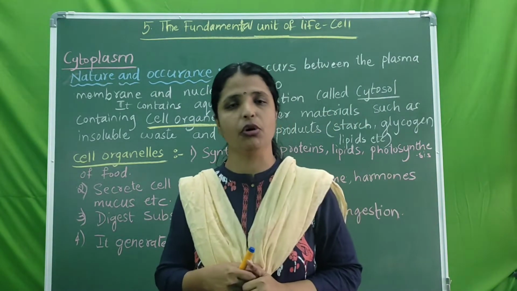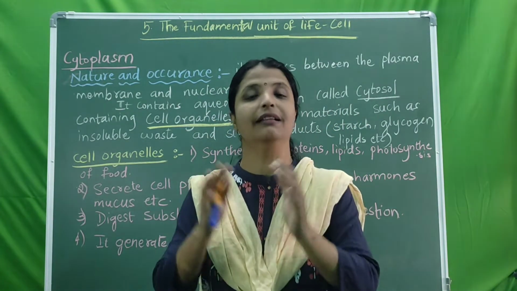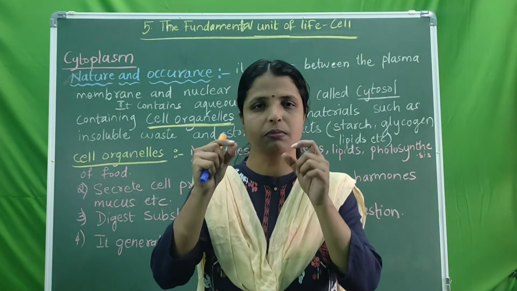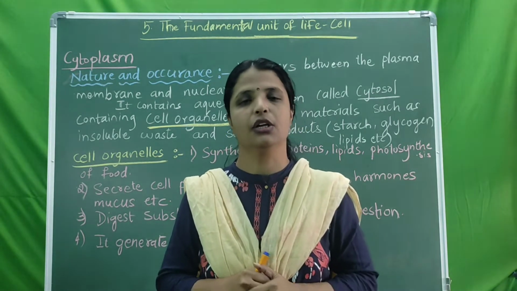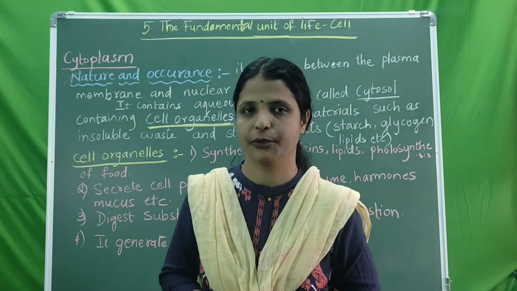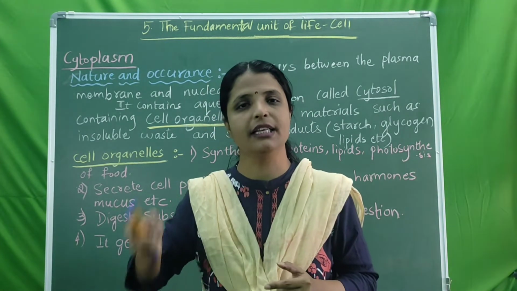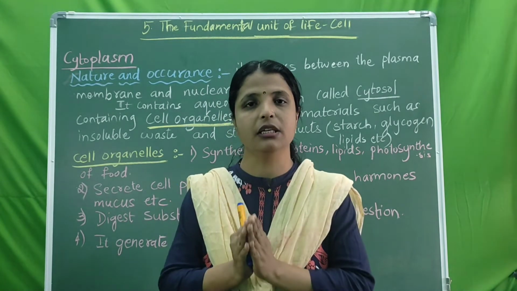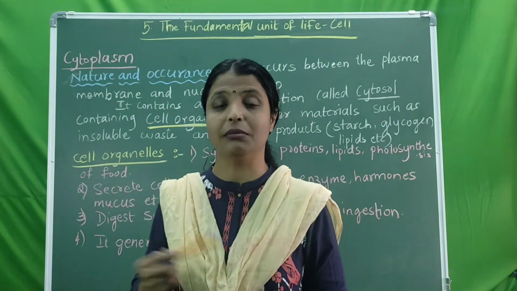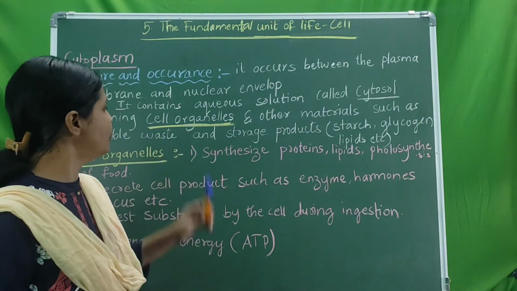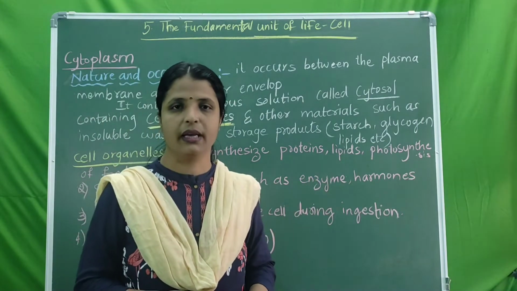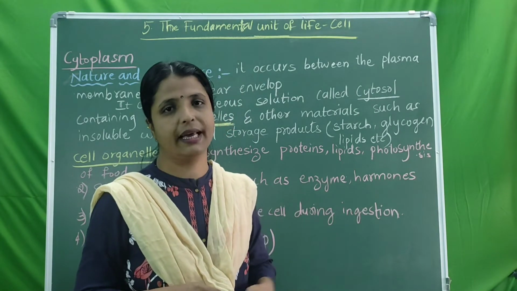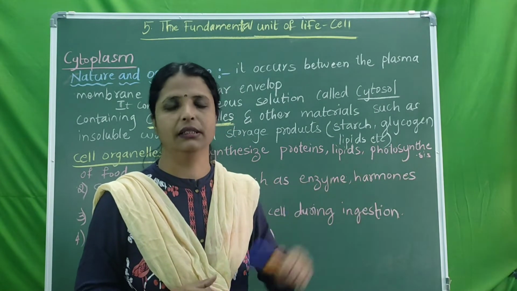If you have seen the diagram of the cell in your textbook, whether it is a plant or an animal cell, you know very well it has some minute parts present in it, isn't it? Those are called cell organelles. These cell organelles again have specific roles. Okay, and it is not only the cell organelles, it also has other materials. What are those other materials? They are insoluble waste and storage products. Waste as well as storage products are present, like starch, glycogen or lipids.